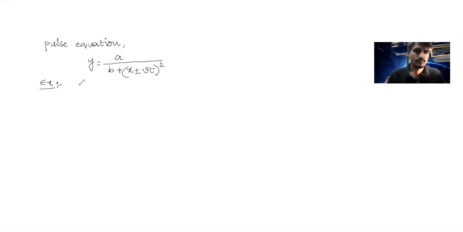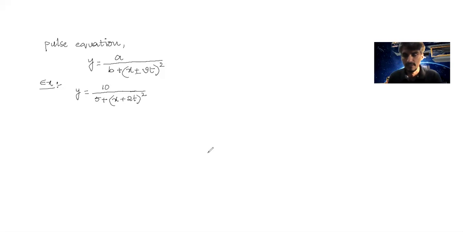A pulse equation is given as y is equal to 10 by (5 plus (x plus 2t) whole square). Okay, now we have taken such a pulse equation. This is the general form, where y is a function of x and t. Understand? Now what we have to do here is understand in which direction the pulse is going.